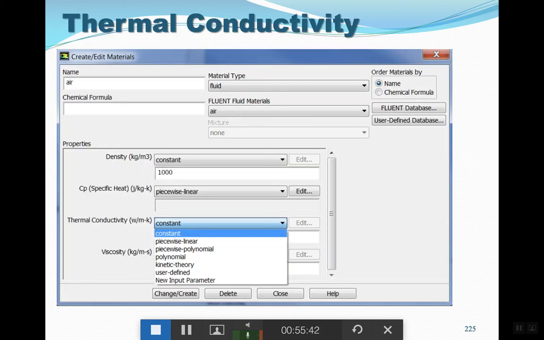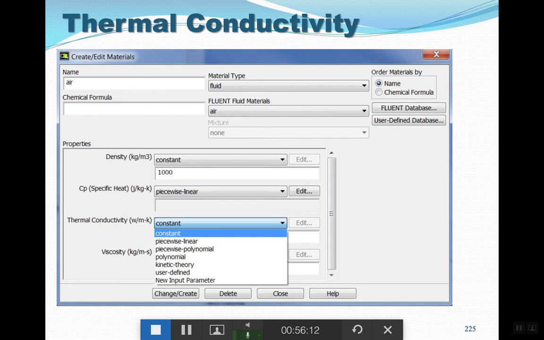So the next parameter that could depend on temperature is thermal conductivity. You remember we said thermal conductivity, or K, is usually a constant that is calculated for every material, and that is still true. If you go to the Fluent database, you would see one constant K for every material.